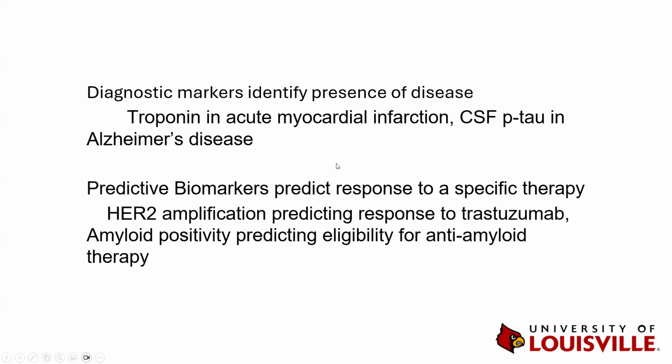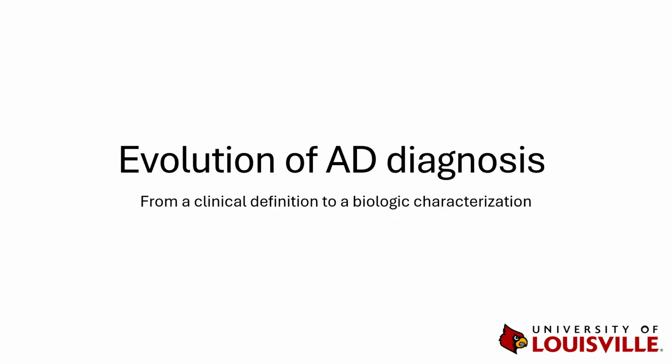We additionally have predictive biomarkers, which can predict response to specific therapy. As Dr. Johnson alluded to, we have different biomarkers in cancer that can predict response to different therapeutic agents, like this monoclonal antibody here. Amyloid positivity can also predict eligibility for the anti-amyloid therapies that we're starting to develop. Now we want to discuss the evolution of the AD diagnosis from a clinical definition to incorporating some of these biomarkers. And obviously, as we mentioned, in a perfect world, there are some limitations to those biomarkers as well.